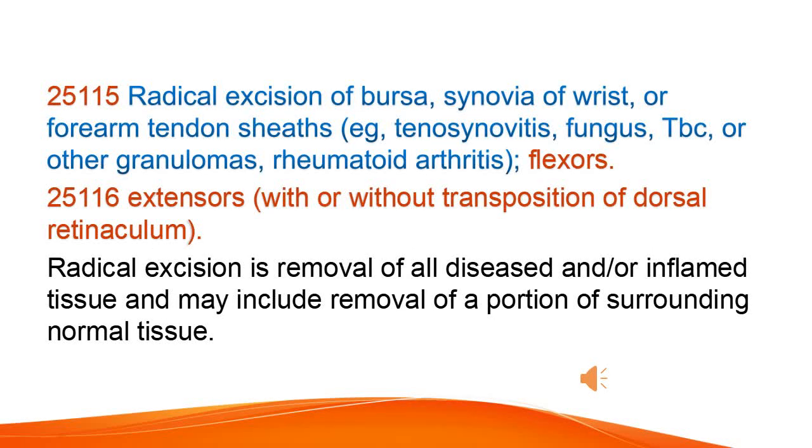Radical excision of bursa, synovia of wrist, or forearm tendon sheaths, e.g., tenosynovitis, fungus, TBC, or other granulomas, rheumatoid arthritis, flexors, extensors, with or without transposition of dorsal retinaculum. Radical excision is removal of all diseased and/or inflamed tissue and may include removal of a portion of surrounding normal tissue.